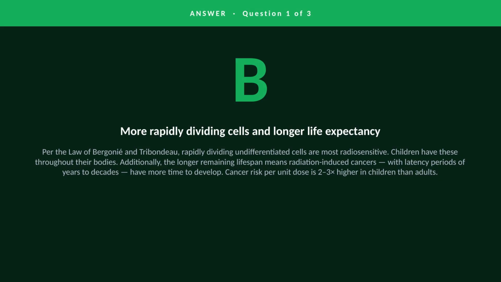The answer is B, children have more rapidly dividing undifferentiated cells and a longer life expectancy for effects to manifest. By the law of Bergonié and Tribondeau, radiosensitivity correlates directly with rapid division and lack of differentiation. Cancer risk per unit dose is 2 to 3 times higher in children than adults, and the longer remaining lifespan gives radiation-induced cancers more time to appear.